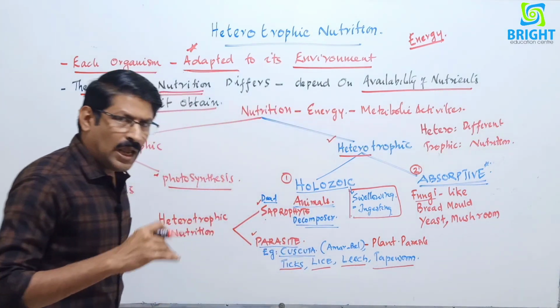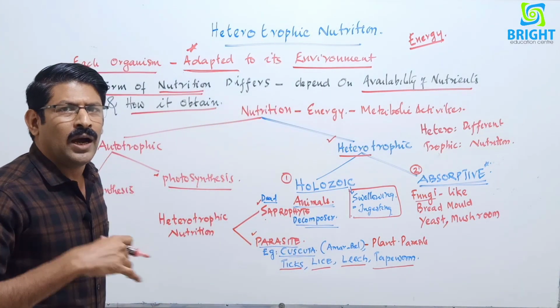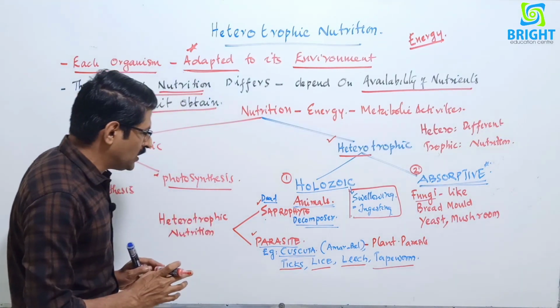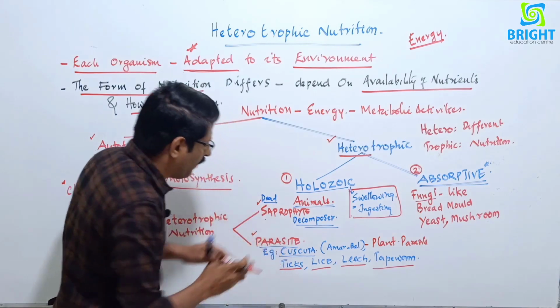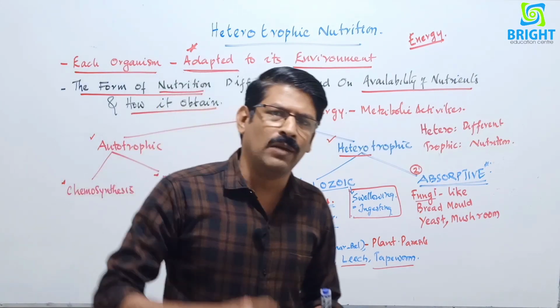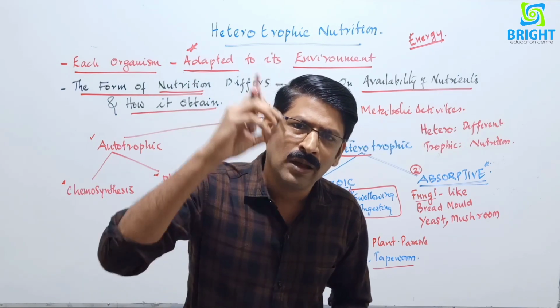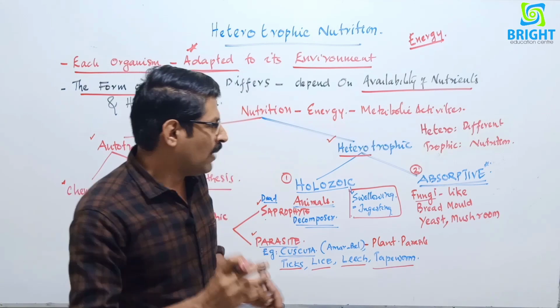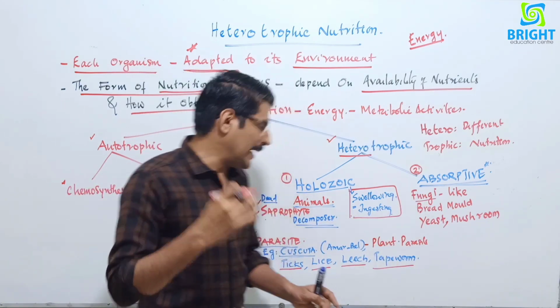And based on the type of food material, whether it is dead or living, the heterotrophic mode of nutrition is divided into saprophyte or parasite. If an organism is depending on dead organic matter, it is called a saprophyte, and they are decomposers. The most common groups of decomposers are fungi and also bacteria.